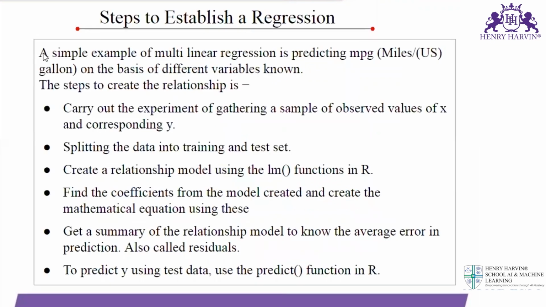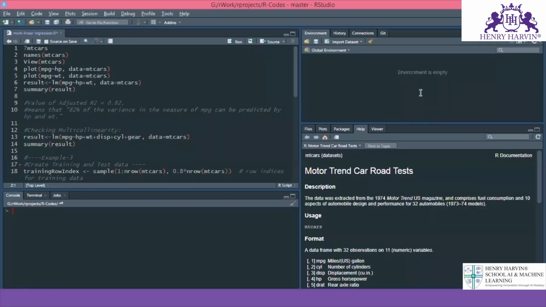So when we establish a regression model where there are multiple independent factors, we are taking a very simple example to show how we can build a regression model in R with the inbuilt data set, mtcars, where we will predict the value of MPG, that is miles per gallon, on the basis of different independent variables that are known. So let's go to R and predict the values of MPG.